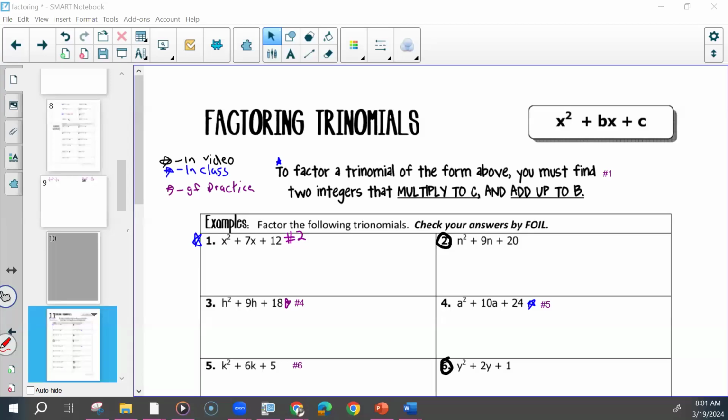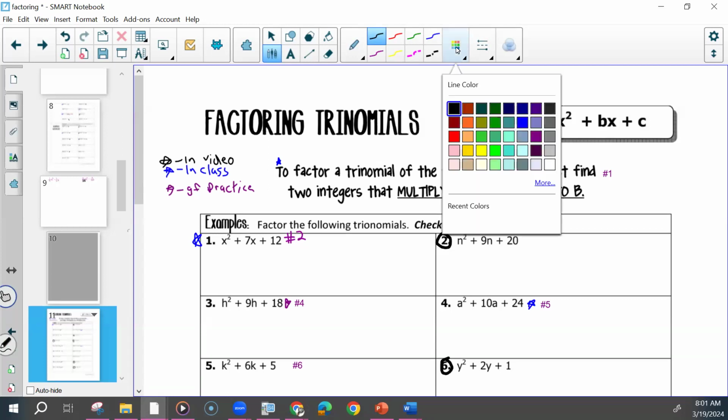One being how you factor trinomials, so 3 terms. This works really well if we have something in this format, x squared plus bx plus c, where the a value, this is actually a, is 1. So if the a value is 1, this rule will work.